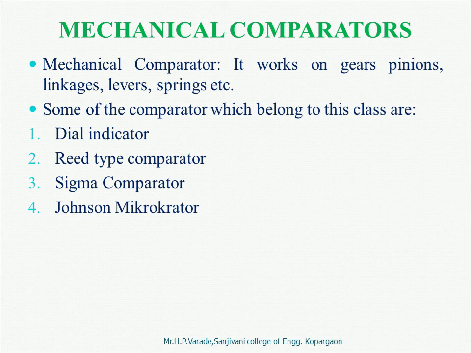Some of the comparators which belong to this class are: first one is dial indicator, second one is reed type comparator, third one is sigma comparator, and fourth one is Johnson's microcator. Let us see one by one these comparators.